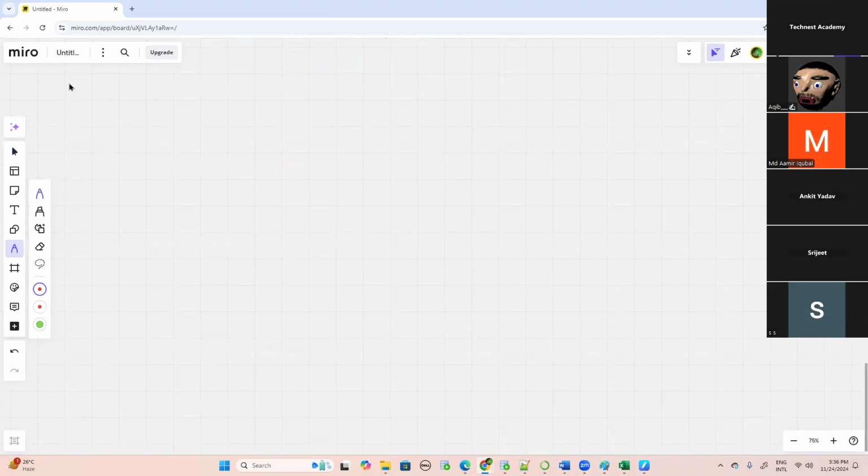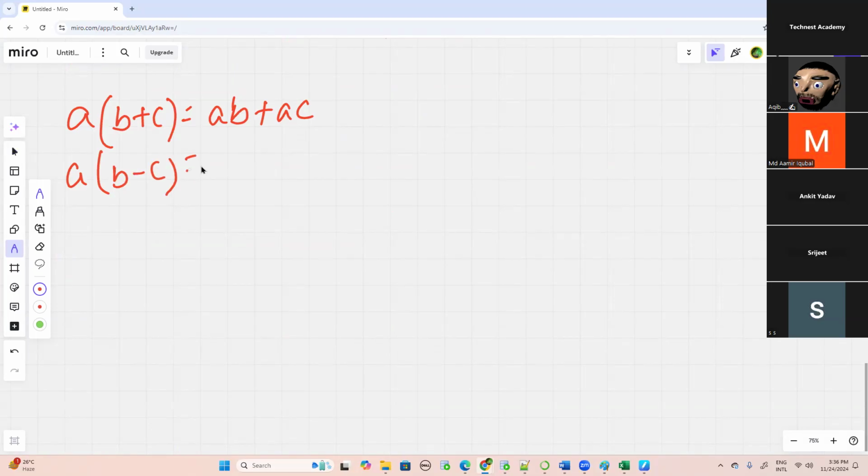What I was telling here is, the concept is if you have A into B plus C, this will be A into B plus A into C. Or if you have A into B minus C, this can also be written as A into B minus A into C. Okay, fine. Now, some basic formula again.